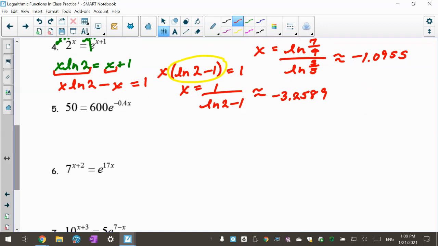Let's try some more. Number 5. I look at it, and I can do some normal math. I can divide by 600.